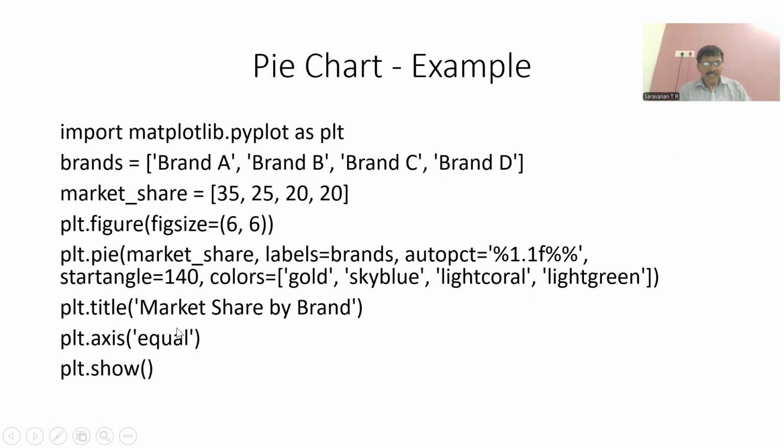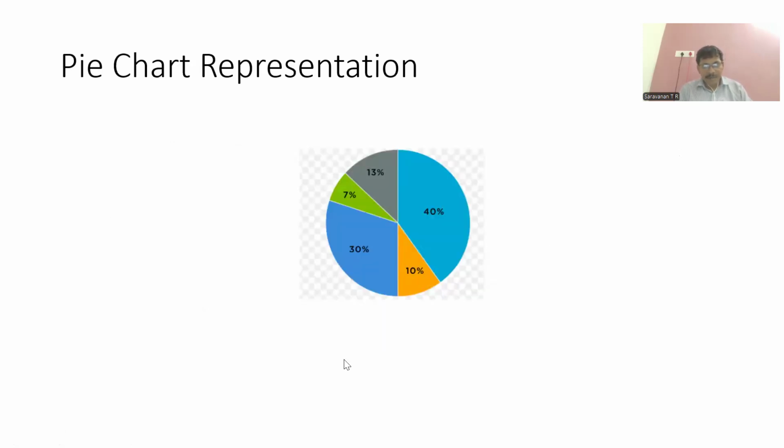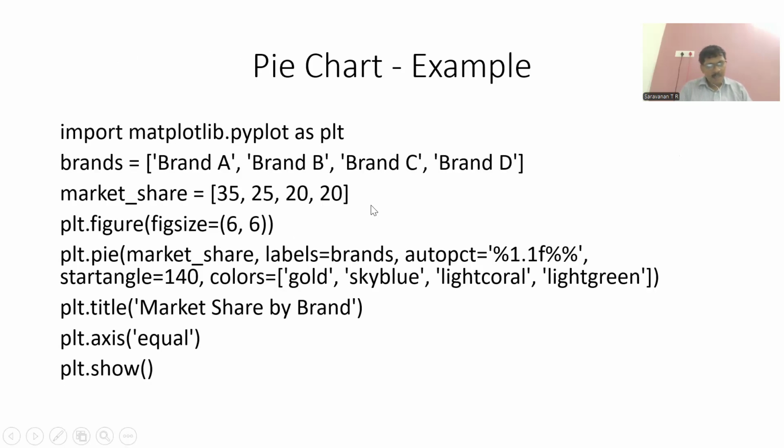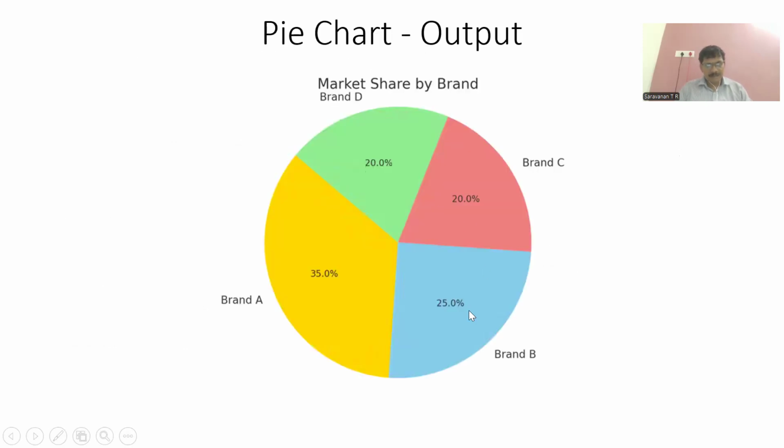Here plot axis equal means that even though 35, 25, 20, and 20 are different percentages, equal share should be given in the circle. That is the meaning. In the previous mechanism, the share is given based upon the percentage. When we use equal share, even though the percentage is 35 or 20, equal share will be given. See here: 35, 20, 20, 25.